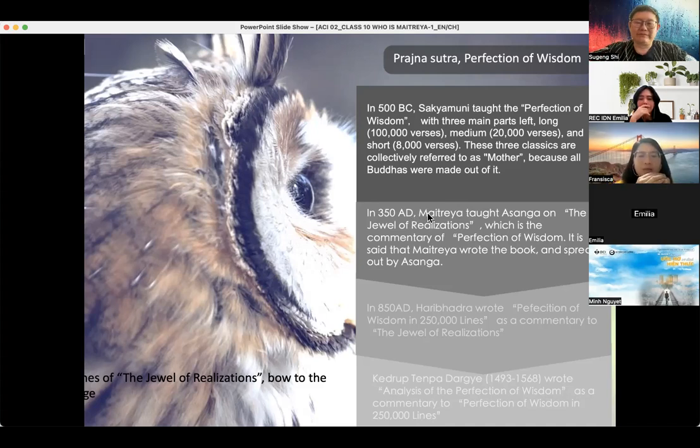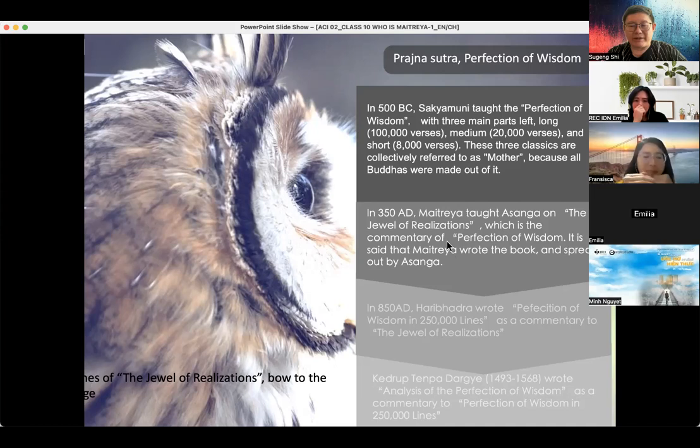In 350 AD, Maitreya taught Asanga, which was then written as the Jewel of Realizations. This is a commentary of the Perfection of Wisdom, right? So in the Jewel of Realizations, Maitreya bowed to the three jewels, right? Three jewels. And based on this component alone, then came the debate. Okay, we'll go into that topic after this.